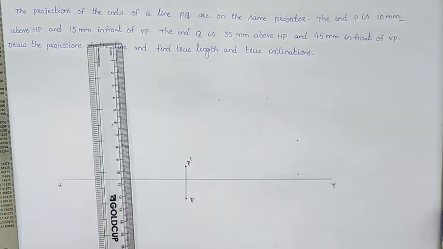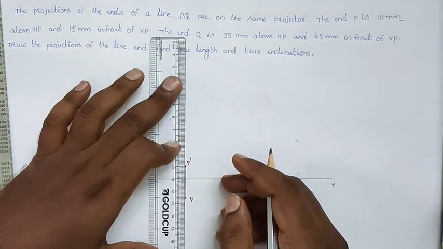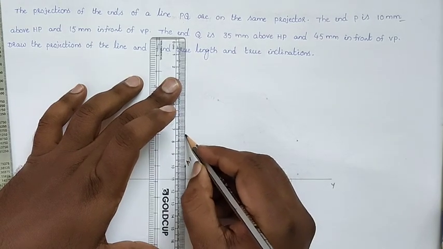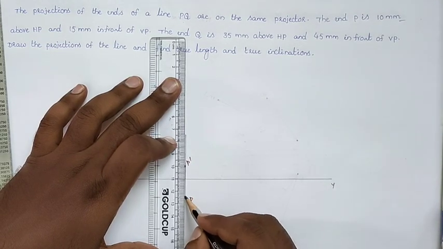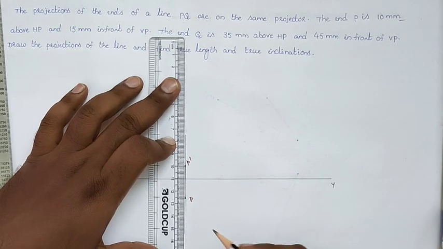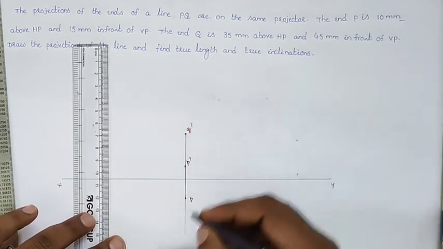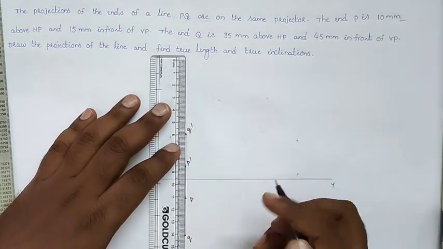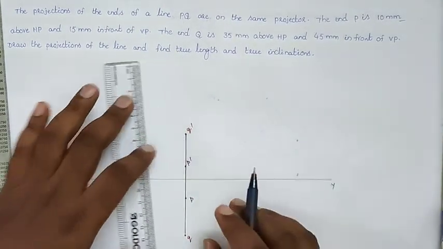On the same projector we will draw the projection of point Q also. So point Q is 35 mm above HP. So from the reference line you can take 35 mm distance and draw the projection of point Q as small q dash, and take 45 mm in front, which means you can take 45 mm below the reference line, and draw the projection of point Q, small q. So here we will get q dash and here we will get small q. So make it thick because the projections are on the same projector line.